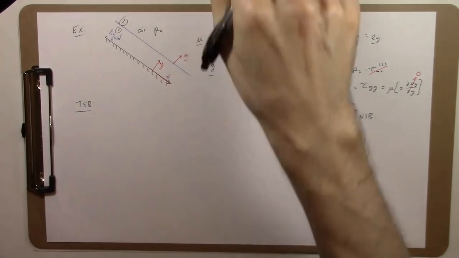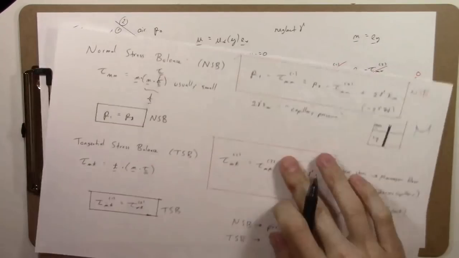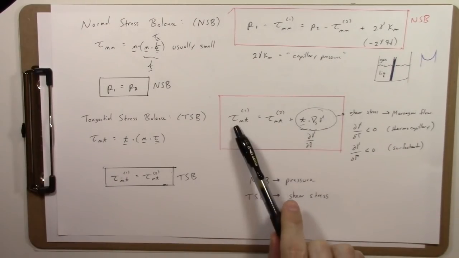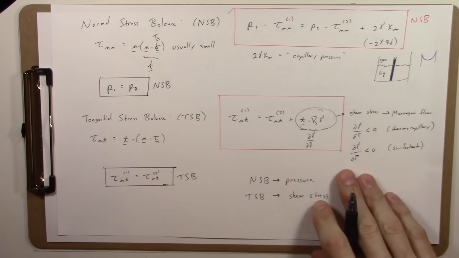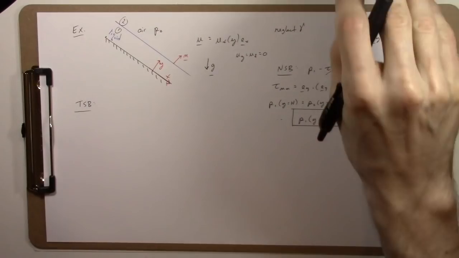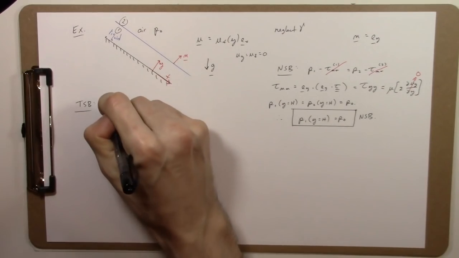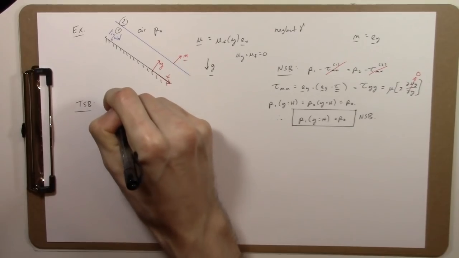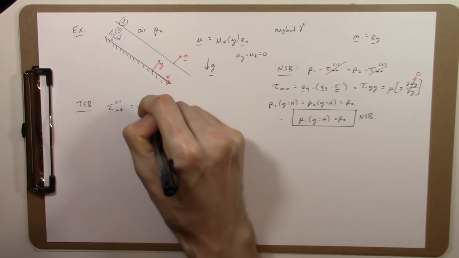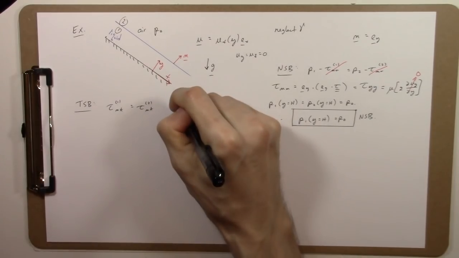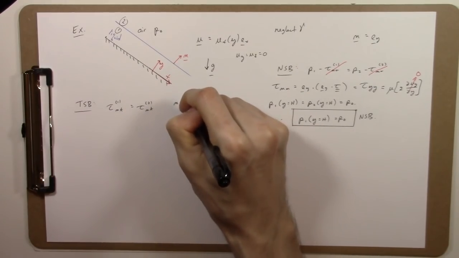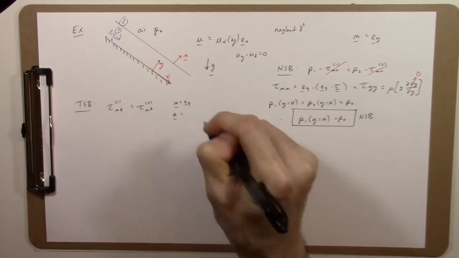Well, going back to our general statement here, we're neglecting interfacial tension, so tau nt at 1 is equal to tau nt at 2. That's our tangential stress balance. So tau nt at 1 is equal to tau nt at 2. We already saw that n is equal to EY. The question is, what is the tangent vector?